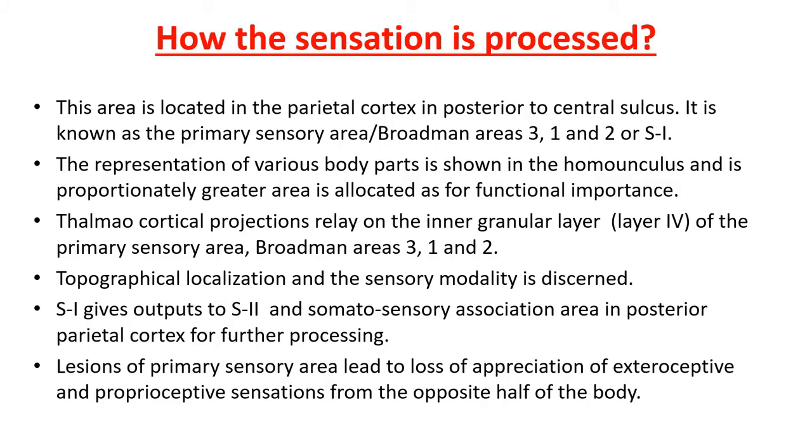The sensation has arrived in the cerebral cortex. Now the issue is how it is processed. To brief, the area located in the parietal cortex posterior to the central sulcus, where the somatosensory, the posterior column sensations are relayed, this area, post central sulcus area, is known as the primary sensory area, or S1, or areas 3, 1, 2.